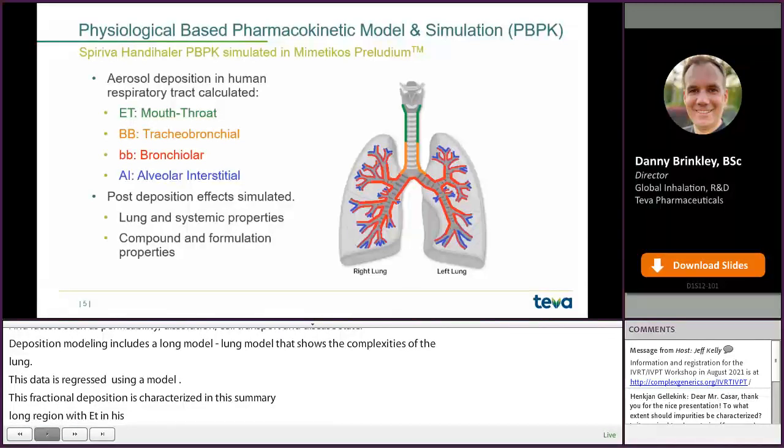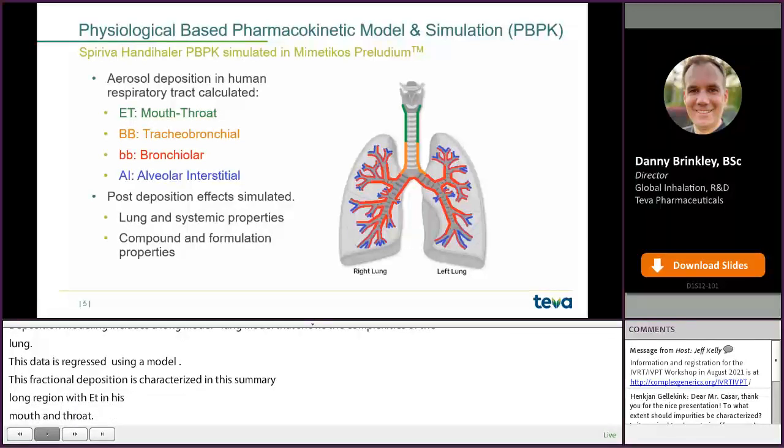In addition, the relative contribution of each lung region to systemic absorption is determined considering factors such as permeability, dissolution, type of cell transport, and disease state.